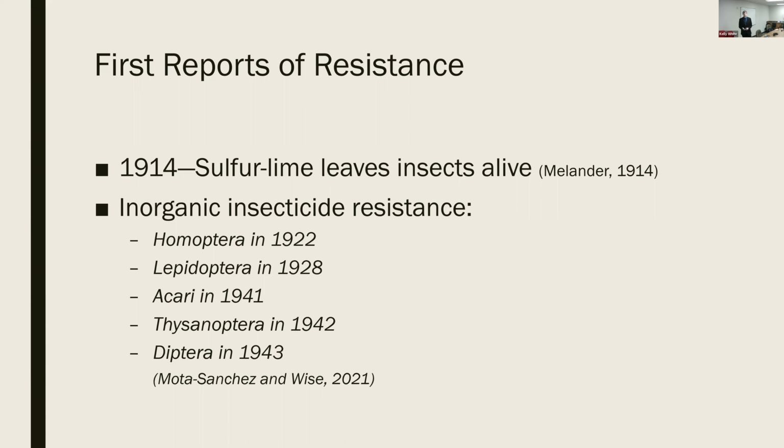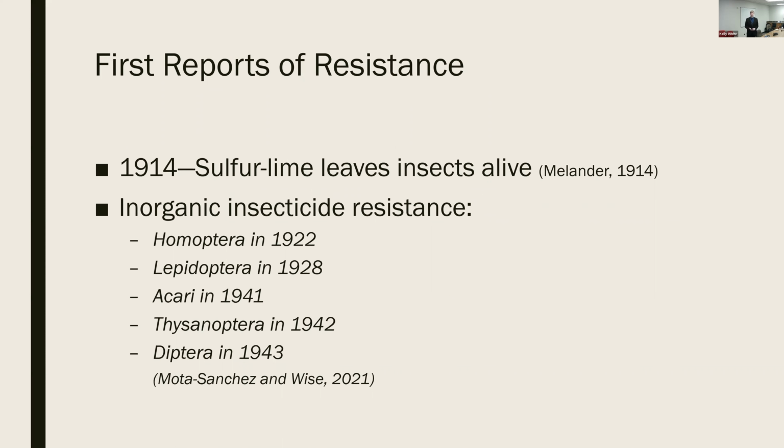With that, I'll move into some of the early history of insecticide resistance and the first reports of that occurring. The first recorded incidence of insecticide resistance occurred in 1914, when a scientist found that an application of sulfur lime intended to control San Jose scale in a citrus orchard left 74% of those insects alive, even when applied at 10 times the recommended rate.